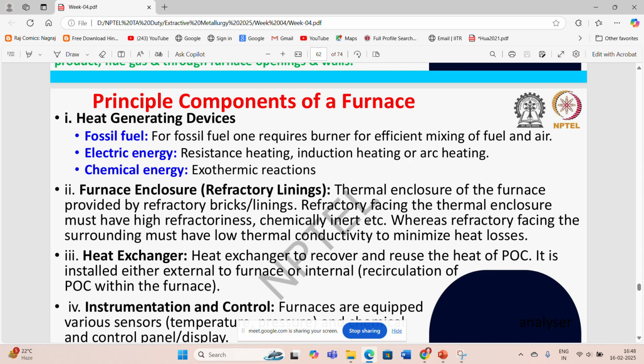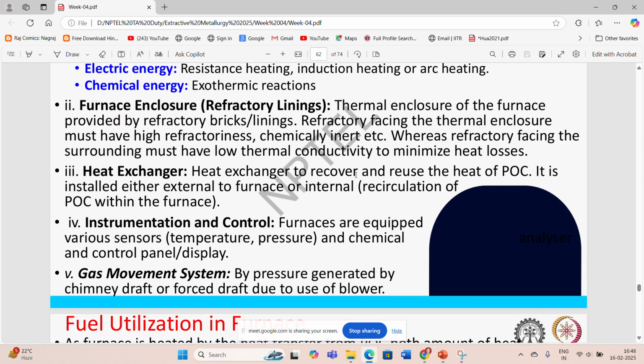Then furnace enclosures are there, like refractory linings. The thermal enclosure of the furnace is provided by refractory bricks or linings. The refractory facing the thermal enclosure must have high refractoriness and be chemically inert in nature, whereas the refractory facing the surrounding must have low thermal conductivity to minimize heat losses. Then heat exchangers are there, to recover and reuse the heat of POC. They are installed either external to the furnace or as internal recirculation of POC within the furnace.